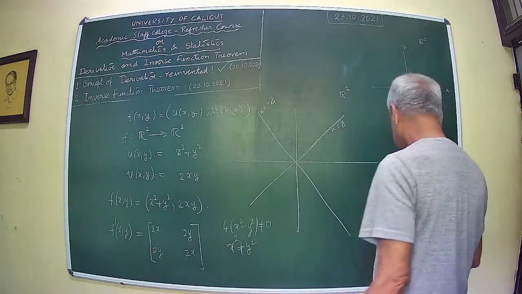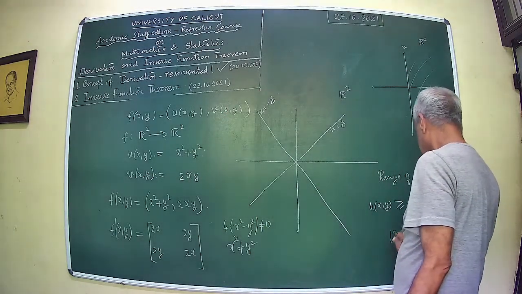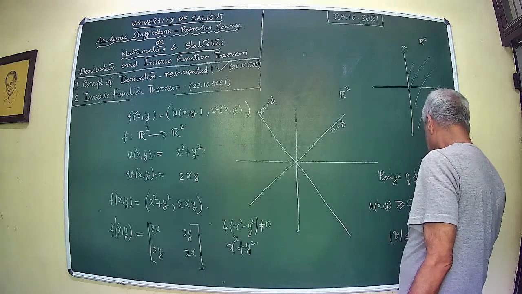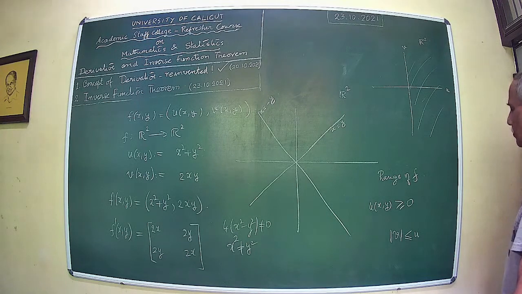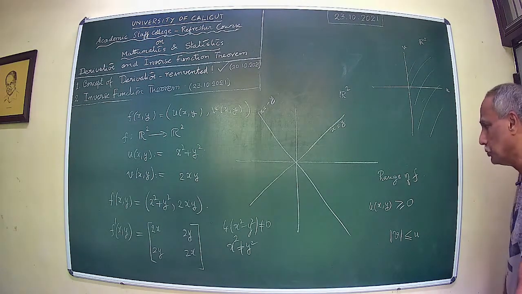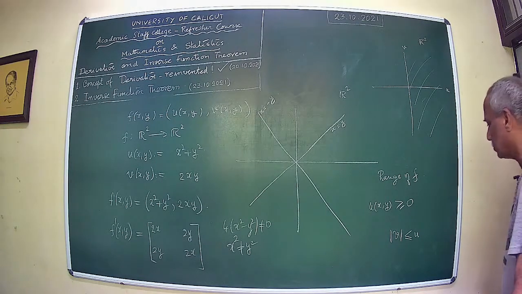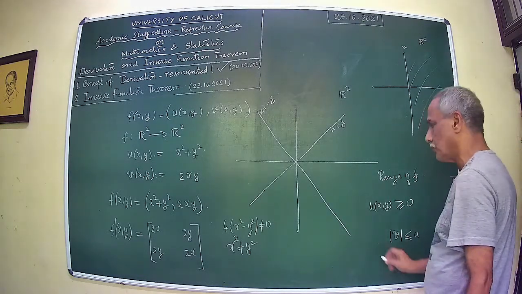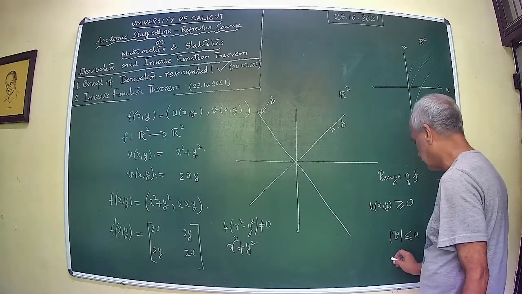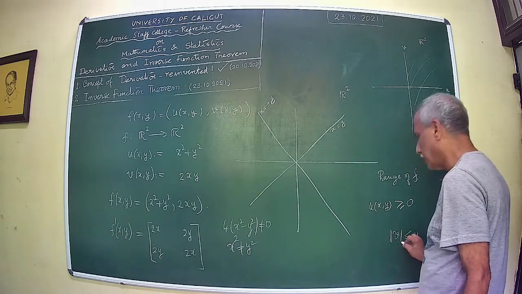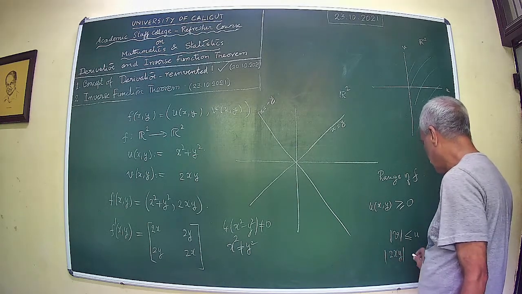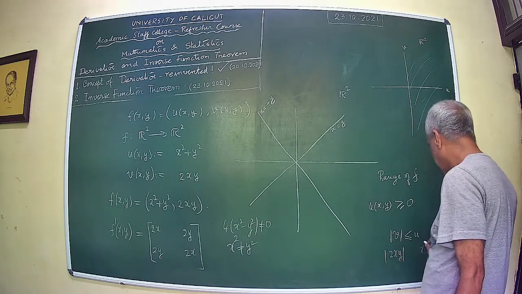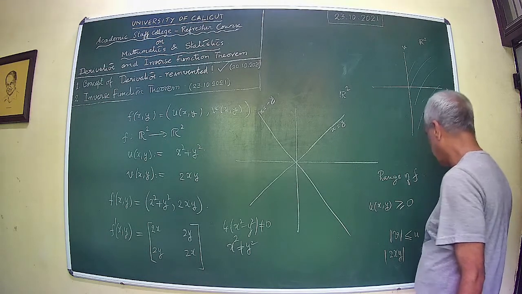Now, you can easily show that mod v is less than or equal to u. What is mod v? It is 2xy, and u is x square plus y square. So you see it comes from the following, namely that mod v is 2xy, and the other one is x square plus y square.